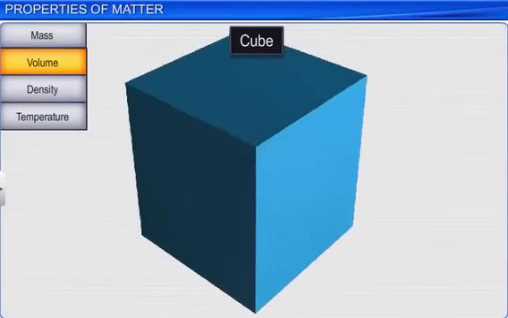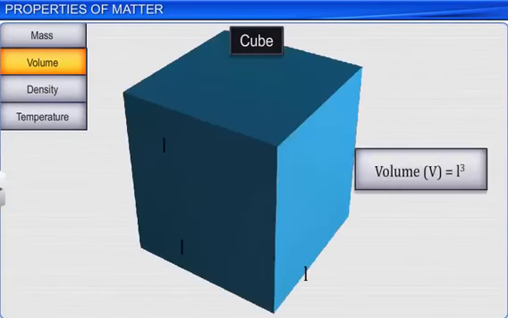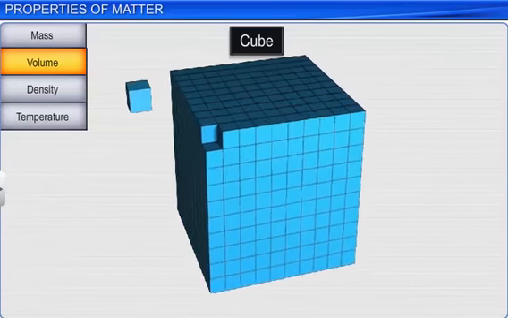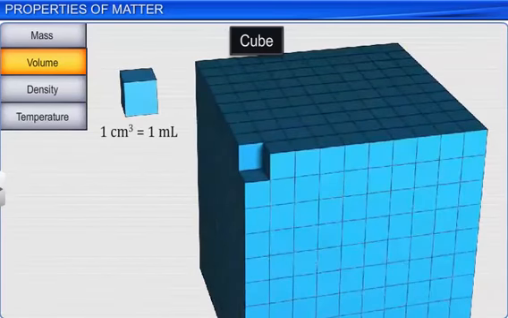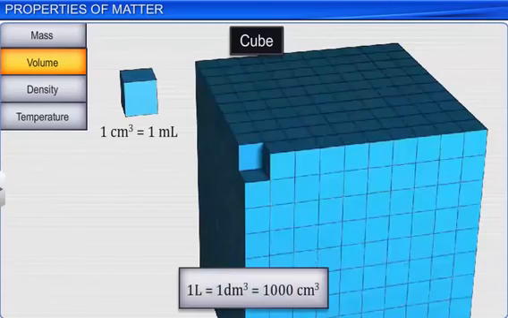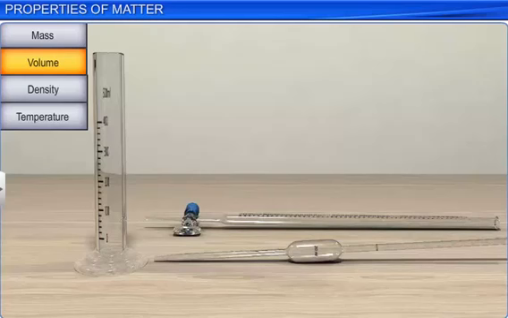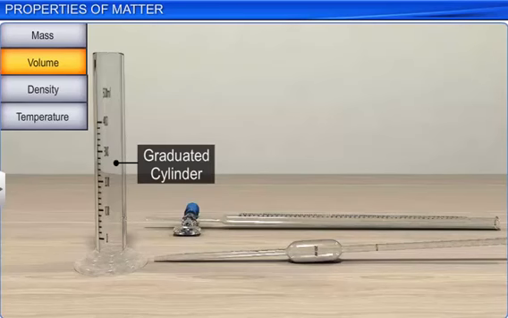Now let's look at volume. The base SI unit of volume is cubic meter. Smaller units, such as cubic centimeters, are frequently used in chemistry. Another unit of volume that is commonly used is liter. 1 liter equals 1 cubic decimeter or 1000 cubic centimeter. Some of the common devices used to measure volume of liquids are the graduated cylinder, burette, and pipette.